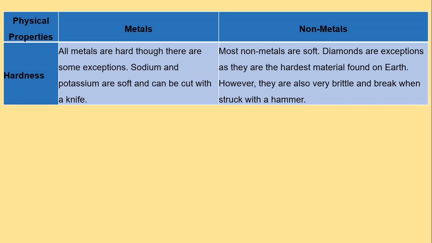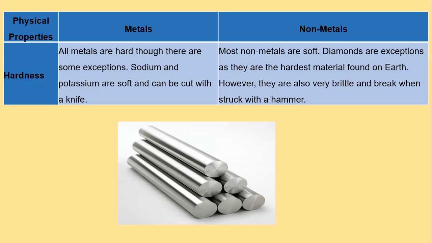The next physical property is hardness. Generally, all metals are hard, but there are some exceptions. For example, sodium and potassium are soft and can be cut with the help of a knife. On the other hand, non-metals are soft, but there is an exception. Diamond, although it is a non-metal, is the hardest material found on earth. However, it is also very brittle and breaks when struck with a hammer.